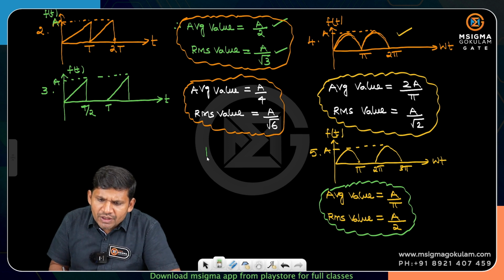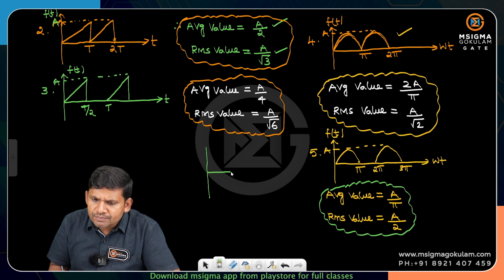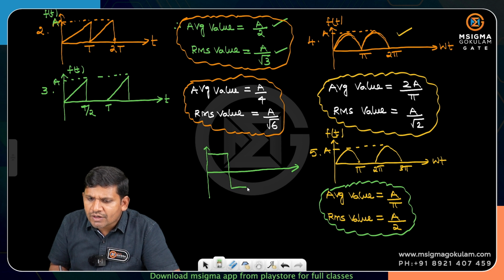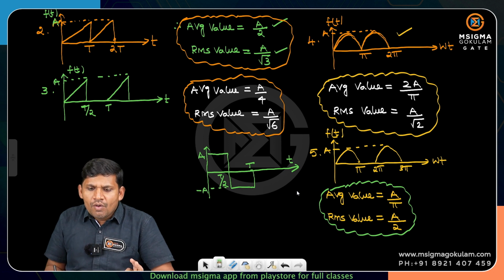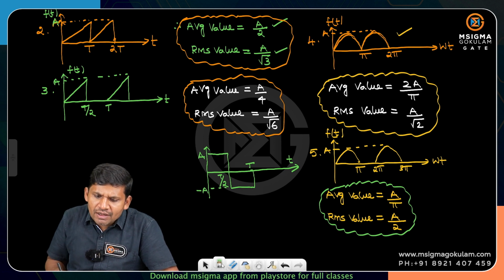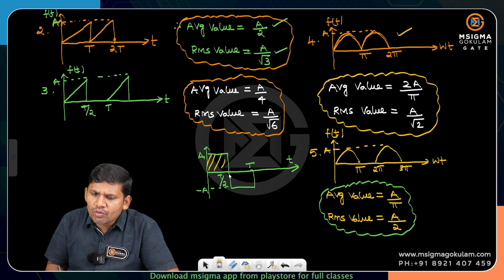For example, if the shape is given like this, friends, this is the square waveform. Let this be T by 2, this be T, and on the t axis, this is A and this is minus A. For this waveform, in one cycle, it is a symmetrical waveform. In a symmetrical waveform, for one cycle, the positive area equals the negative area, friends. Then what is the average? Average is equal to 0.